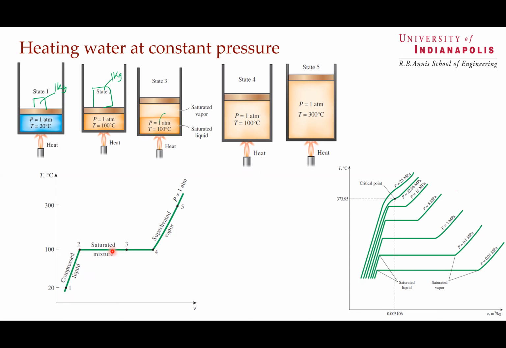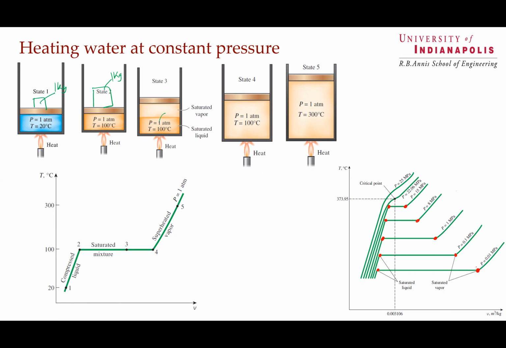Now, we can do this activity for different pressures. Here we have 0.01 megapascal, that means 10 kilopascal. This is 0.1 megapascal, that's 100 kilopascal, close to 1 atmosphere. And 1 megapascal, 8 megapascal, 15 megapascal. Corresponding to all these different pressures, we have a saturated liquid state, which I mark with a red dot, and we have a saturated vapor state here.